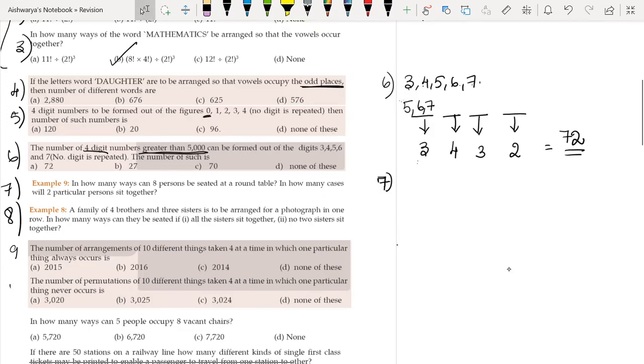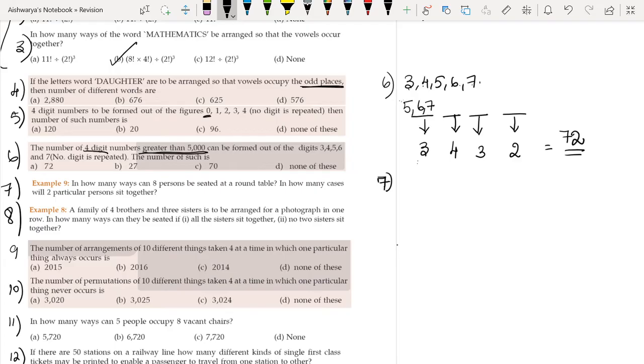How many ways can 8 persons be seated in a round table? In how many cases will 2 particular persons sit together? Okay. So in how many ways can 8 persons be seated in a round table?